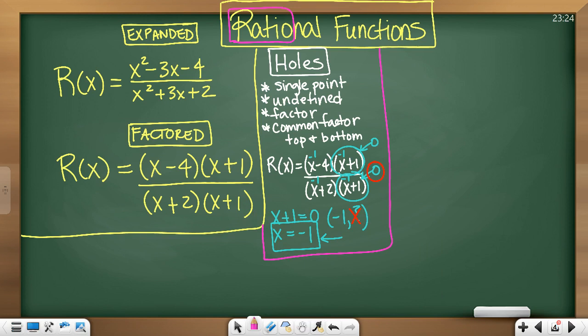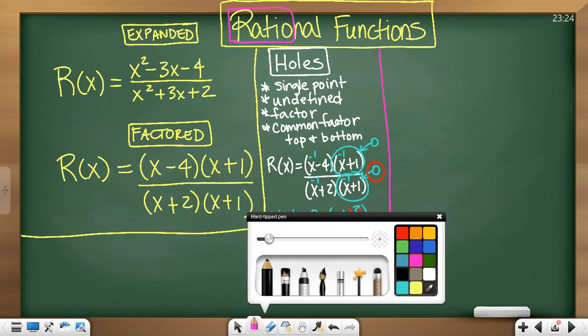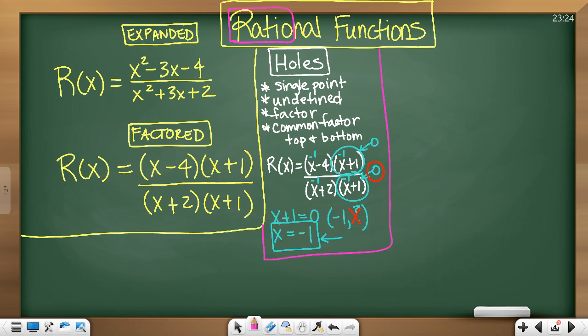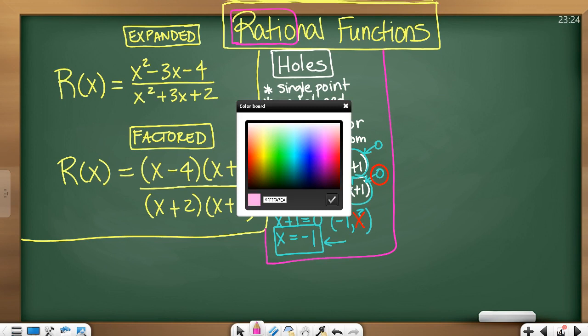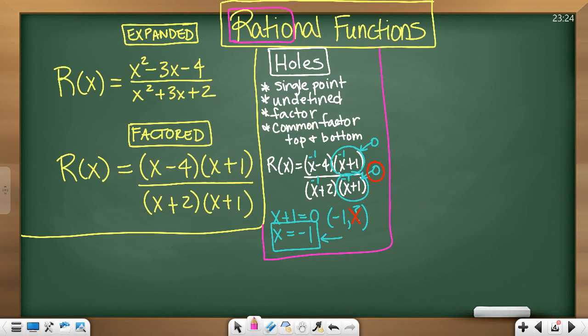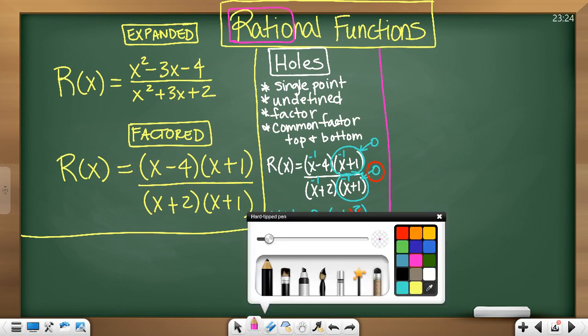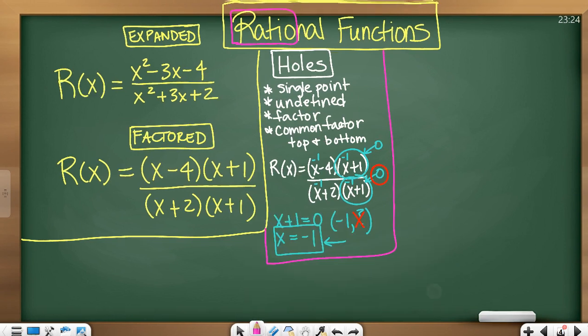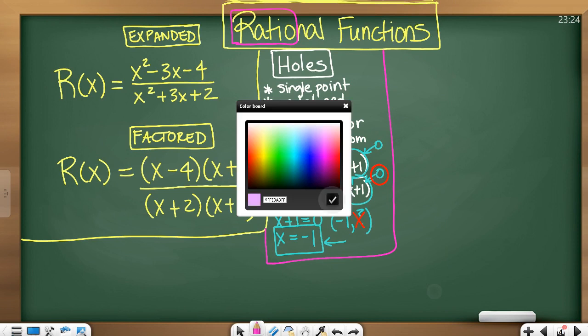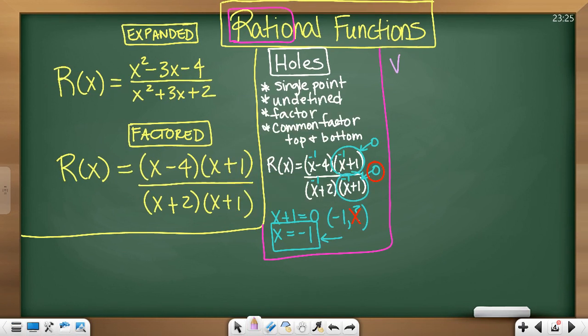And the next thing we're going to look at is vertical asymptotes. I'm going to change the color here just because we can. So we're going to look at vertical asymptotes. I just chose my color. There we go. Now, for vertical asymptotes, we have to look at the holes first, because if we don't look at the holes first, you're going to get confused.